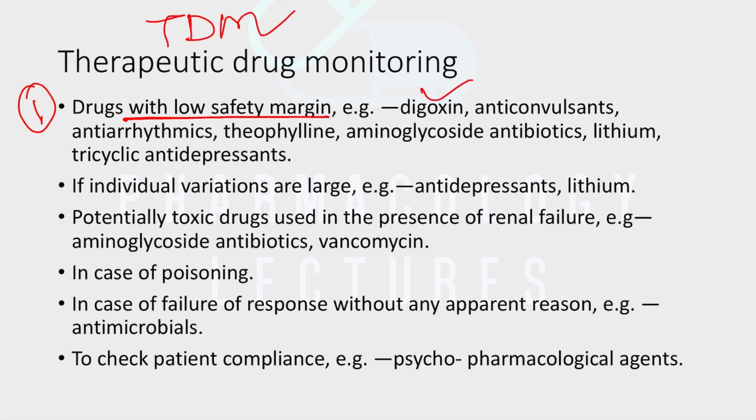Drugs with low safety margin, for example digoxin, which is used as a congestive heart failure drug, anticonvulsant medications, antiarrhythmic medications, some of the antibiotics like aminoglycosides, lithium, which is used in mania, and tricyclic antidepressants in case of depression. So these are the drugs you need to remember, which have a narrow therapeutic window and narrow safety margins, and in which therapeutic drug monitoring is necessary.